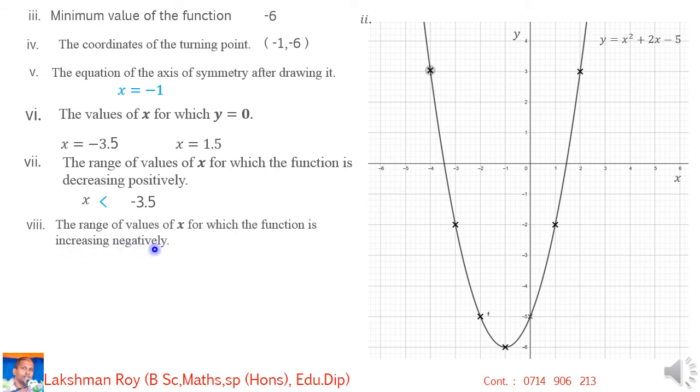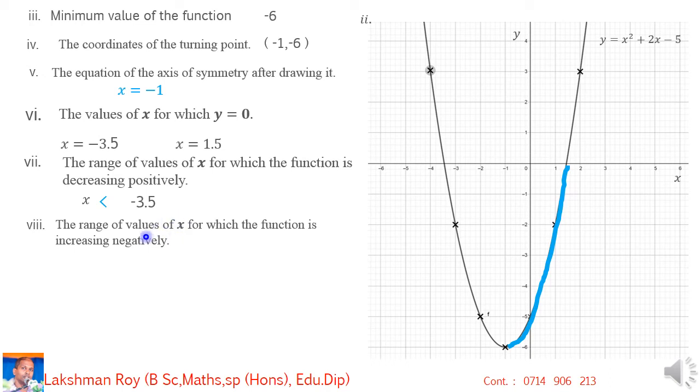A range of values of x for which the function is increasing negatively, right? Another one, same one. So see here, increasing means from this point, if you draw the graph this way, this is the part increasing. You know, negatively means below this x-axis. So increasing below this x-axis means the graph is from this point to this point. So this is the part increasing negatively.